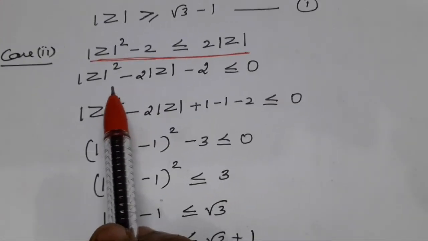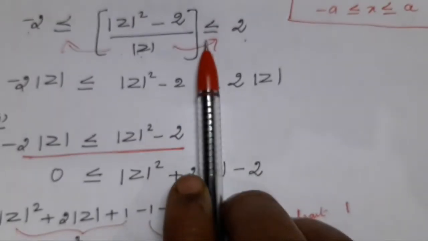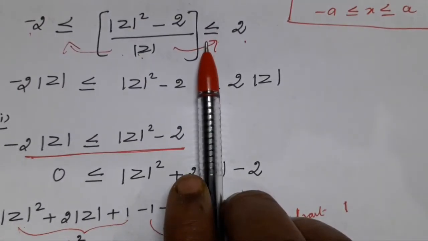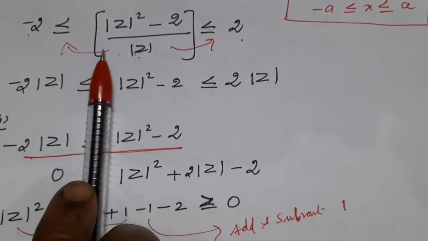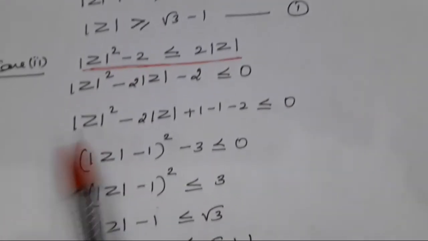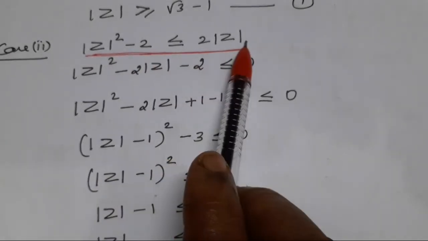Again, we go to case 2. What is our case 2? We were taking the first half of the value, minus 2 into modulus of z less than or equal to modulus of z square minus 2. Next, we take the other value: modulus of z square minus 2 less than or equal to 2 into modulus of z.